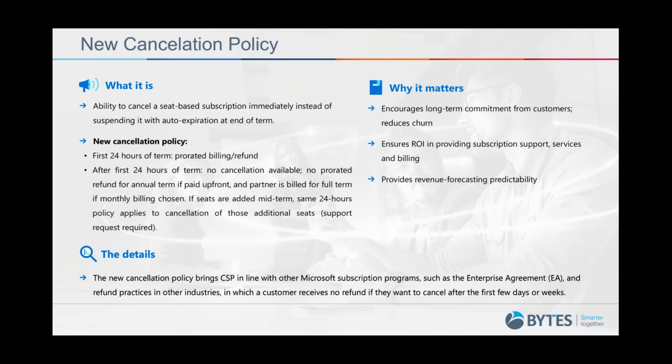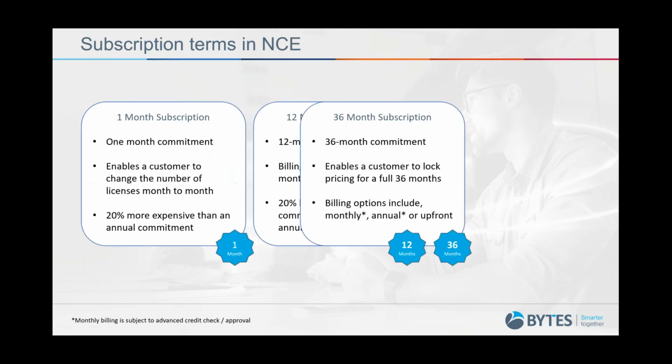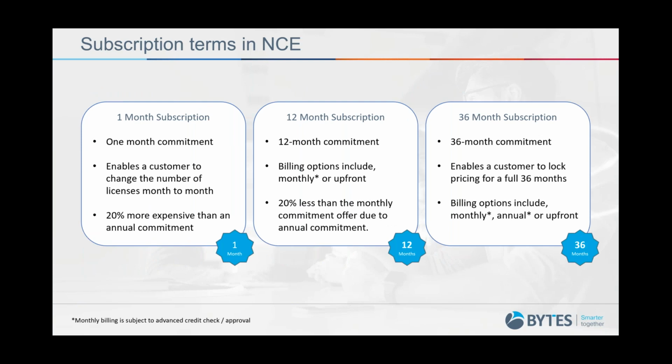If you've got customers that need the flexibility, there is this new monthly term offer. That has a cancellation policy still, so 24 hours. But what it does mean is it has a 1-month commitment. The 1-month commitment basically means that they can adjust quantities as and when they need to, but on a monthly basis as opposed to a daily basis as they could with legacy CSP. The monthly offer, because it doesn't have an annual commitment, will come with a price premium of around 20%.